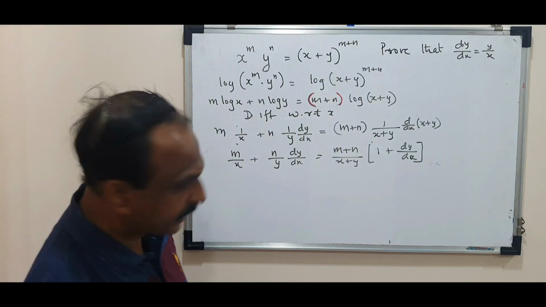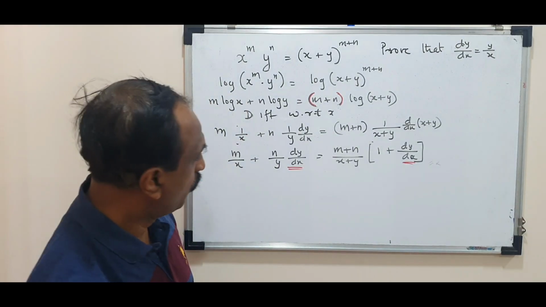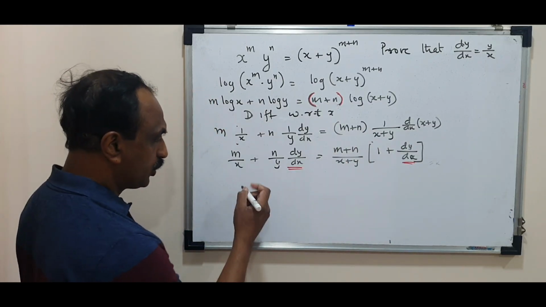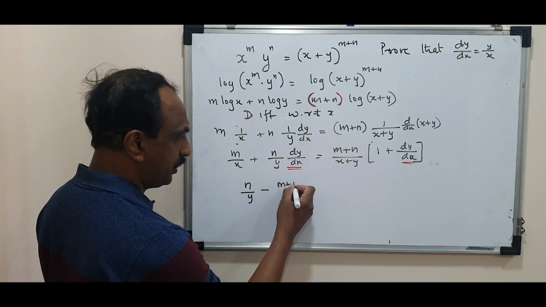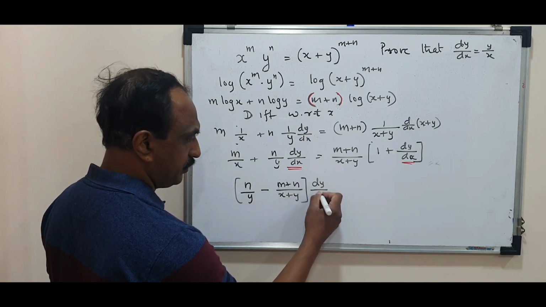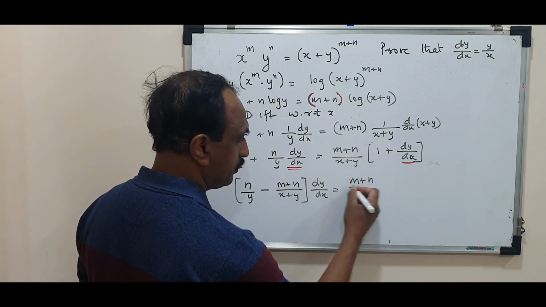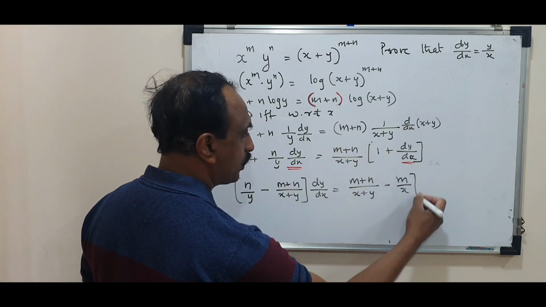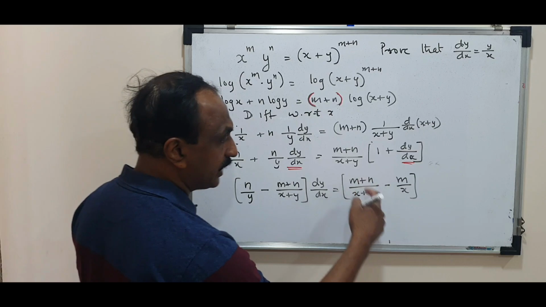Now how many terms with dy by dx? I have 2 terms with dy by dx, 1 here, 1 here. What are their coefficients? One coefficient is n upon y and the coefficient of this is (m plus n) upon (x plus y). So I can write (n upon y minus (m plus n) divided by (x plus y)) whole into dy by dx is equal to, what are the constant terms? This multiplied with 1 minus this on the other side. These are the constant terms. Now what to do? Take the LCM and simplify.